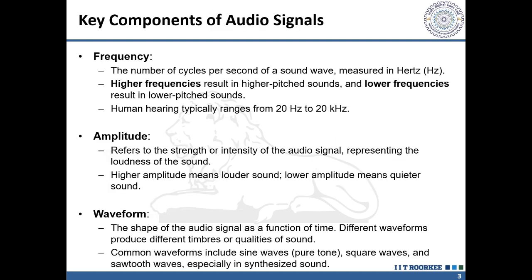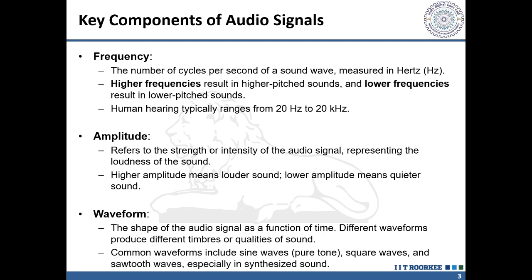So any audio signal we see has three main components: its frequency, its amplitude, and its waveform. The number of cycles per second for a sound wave is called frequency. It is measured in hertz, and a lower frequency would result in a low pitch sound, and a higher frequency would result in a high pitch sound. And for us to hear anything, it should be between 20 Hz to 20 kHz.